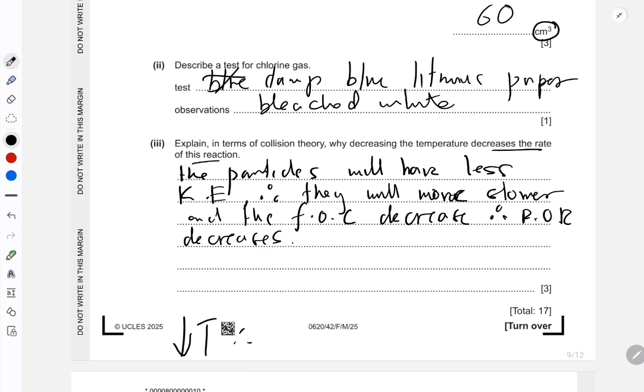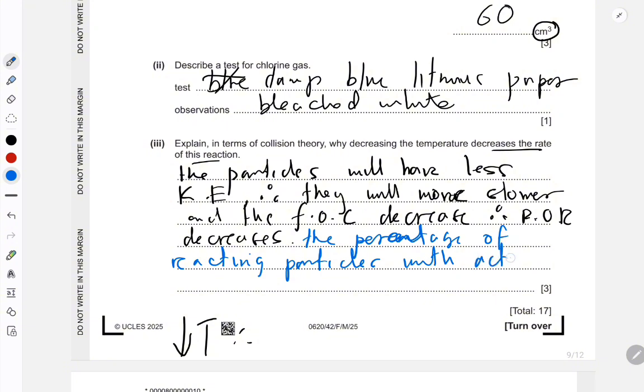The third mark, always my students are leaving this out. The third mark, where is it coming from? You must also say the percentage of reacting particles with activation energy decreases.